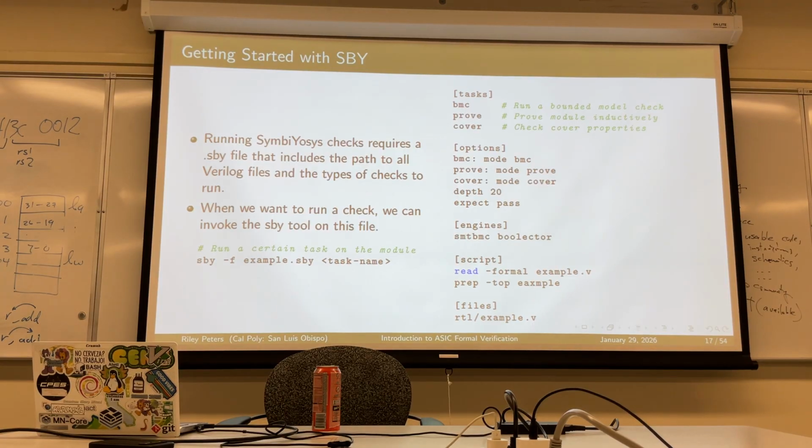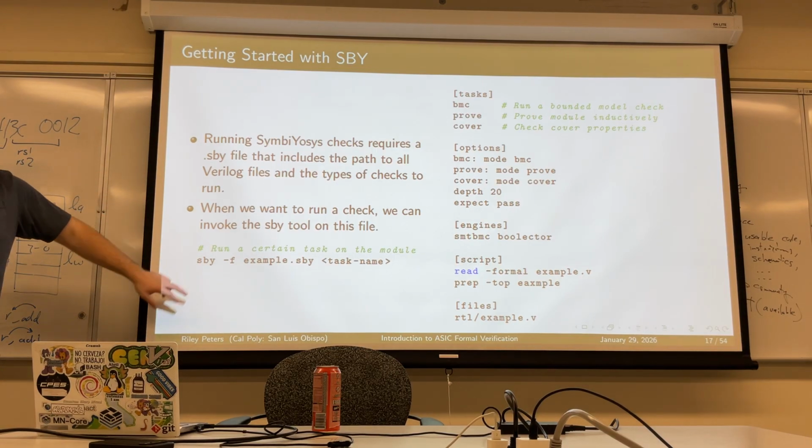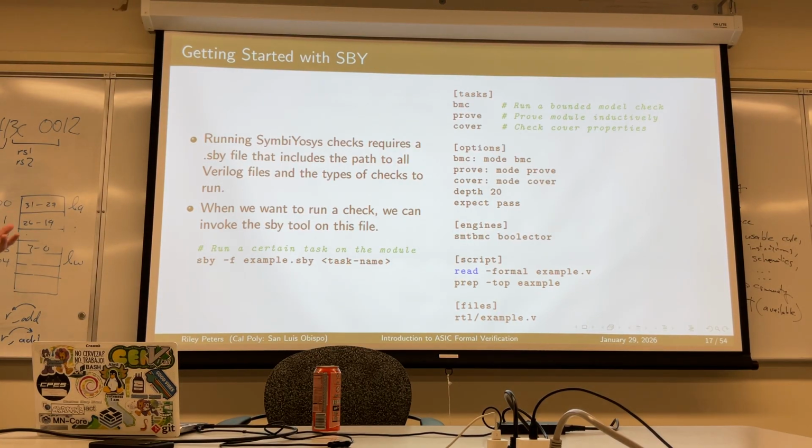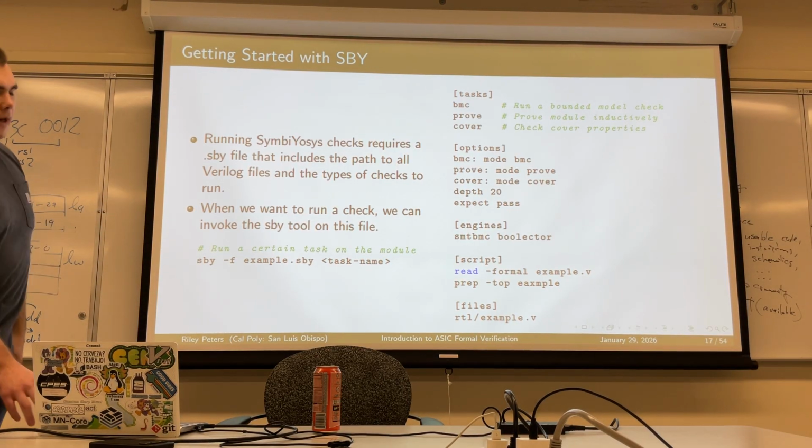This one isn't as important. It was just to show you how you can run the tool. You define some set of what jobs you want to be able to run, how many cycles you want to run the job for, what engines you have, and what files you want to run the task on. And then you can invoke SBY to run whatever task you're interested in on that file.